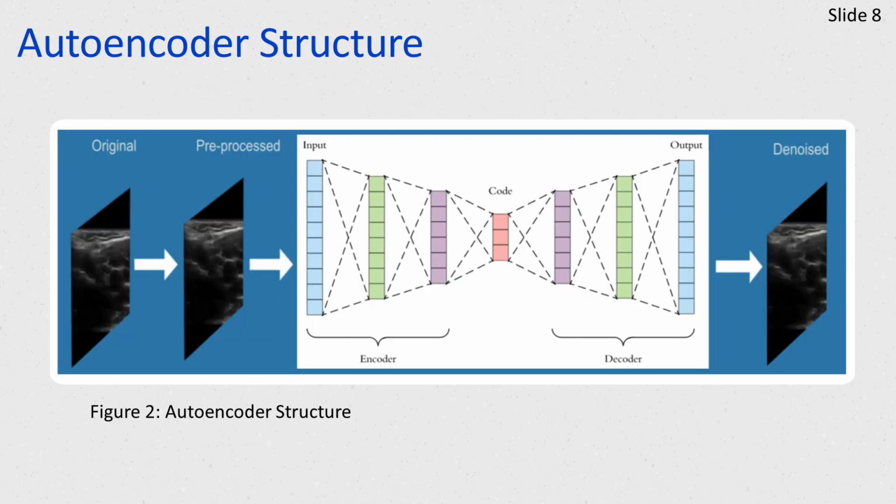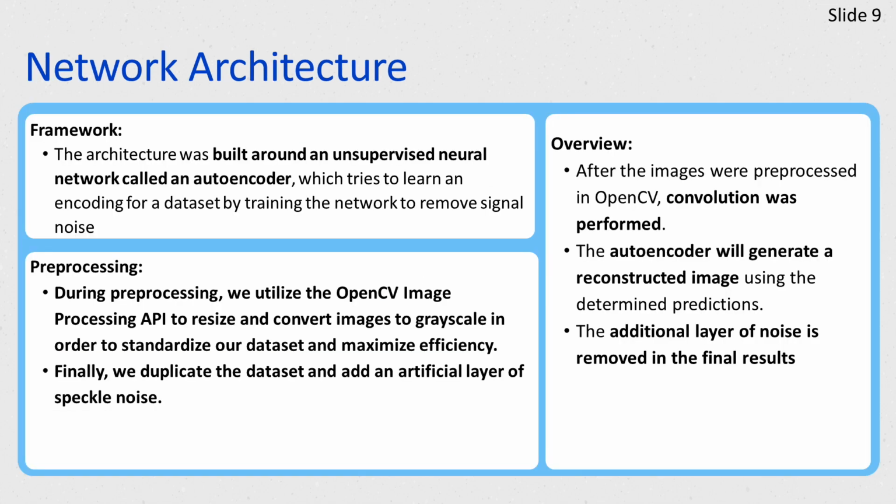As you can see in Figure 2, the architecture was built around an unsupervised neural network called an autoencoder, which learns how to accurately remove noise by reducing, then resizing the dimensions of the ultrasound images in the dataset. In order to raise the efficiency of our algorithm and maintain a standardized dataset, the data were converted to grayscale and resized using the OpenCV image processing API.